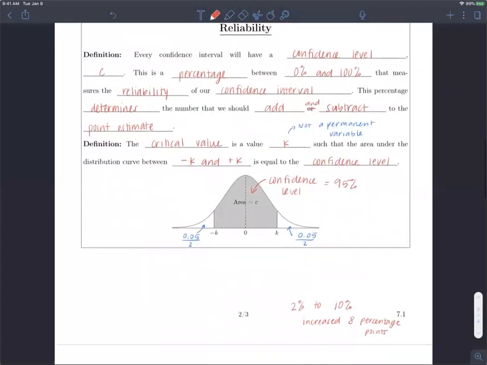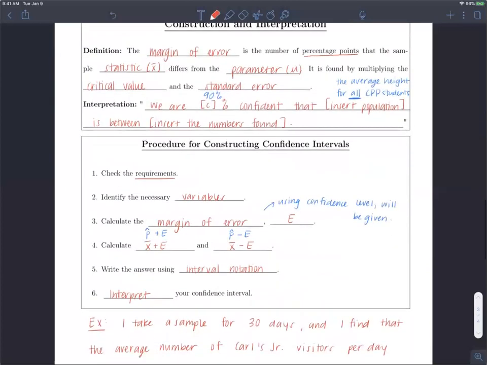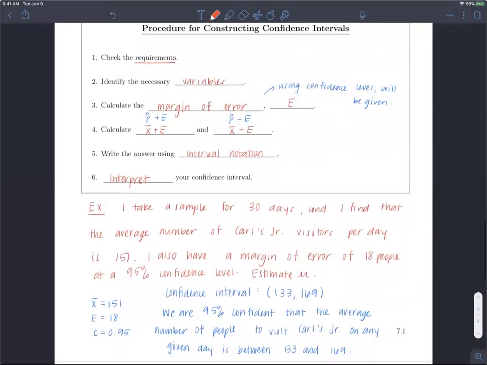But so yeah, are there any questions about just kind of the idea behind confidence intervals? We're going to start making some today with actual numbers, right?